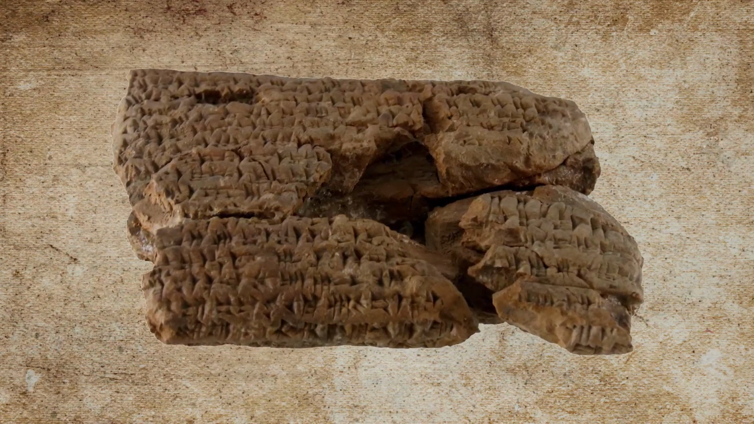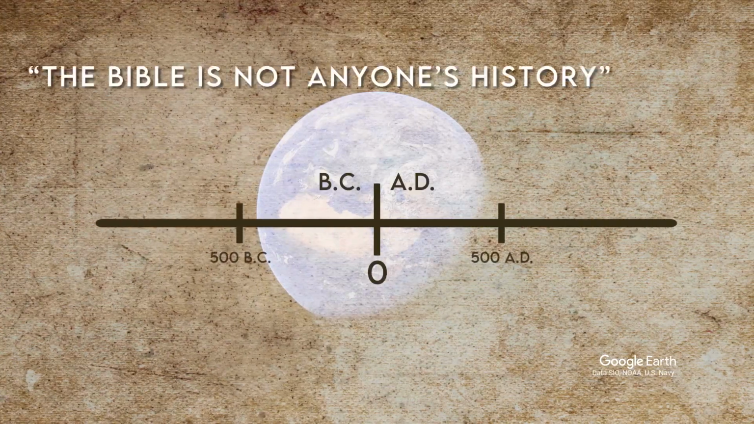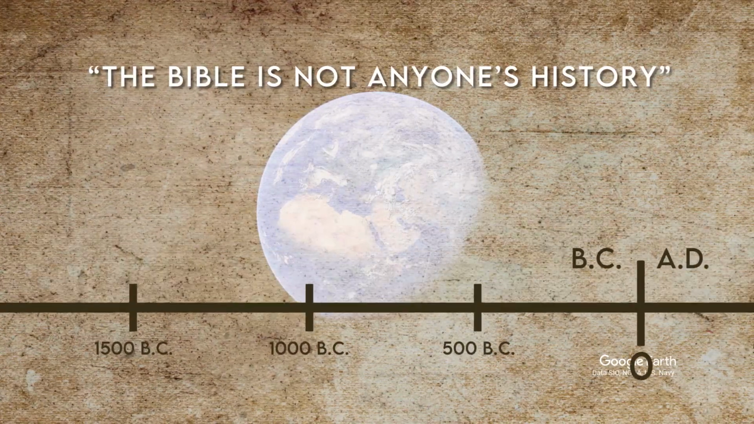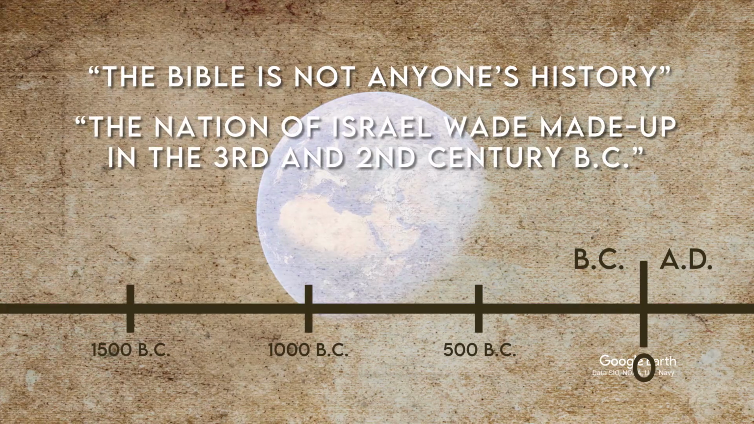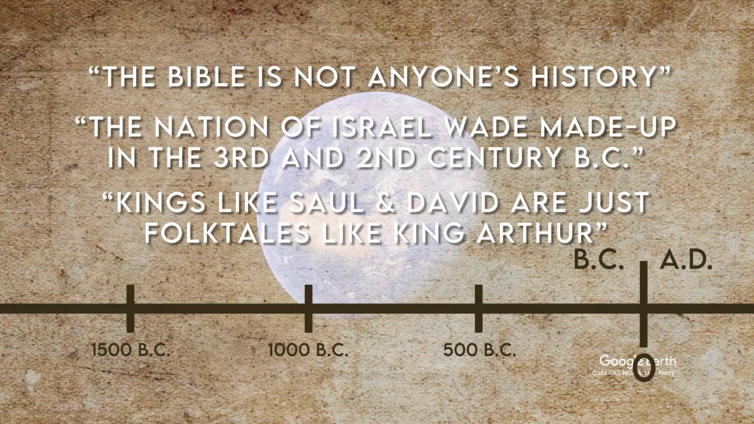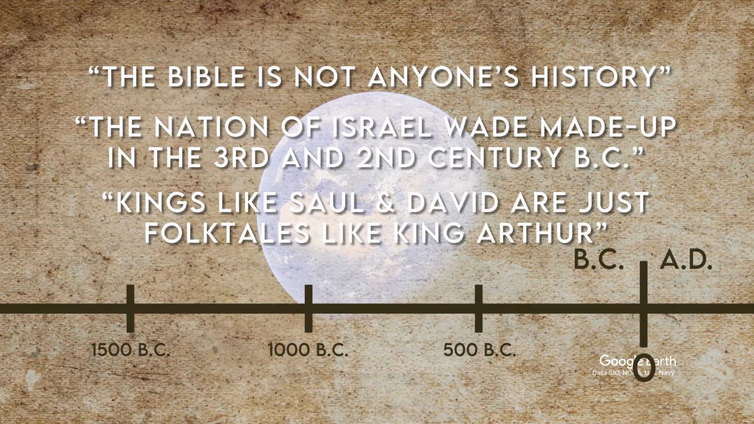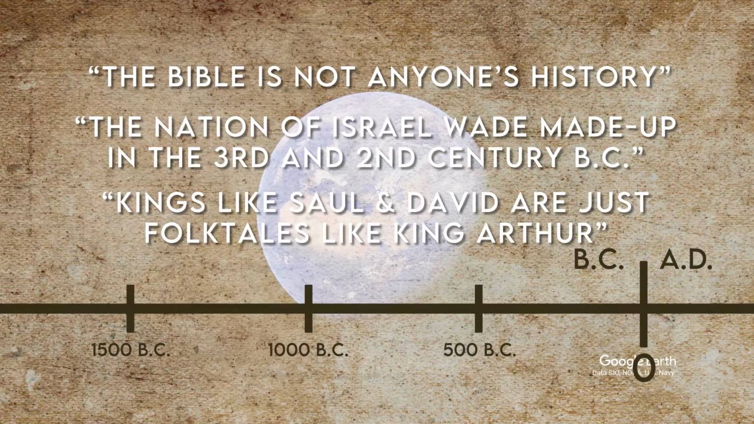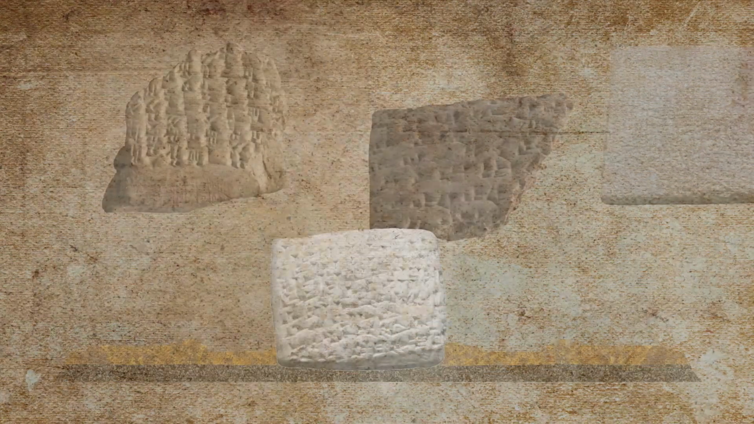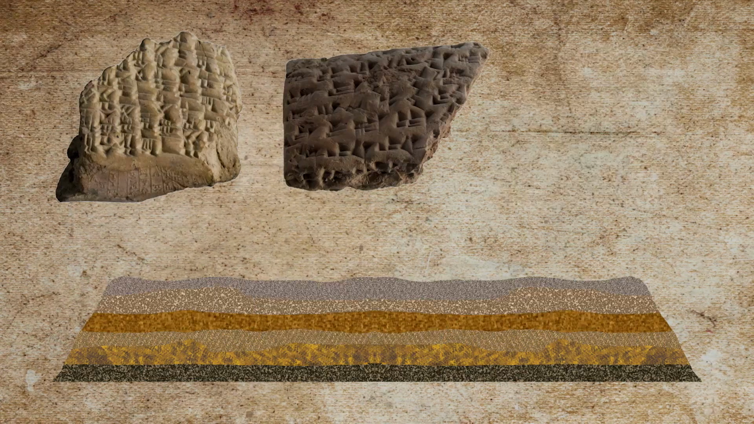So where are we? Remember when we looked at the biblical timeline? The critics said the Bible's not anyone's history. The nation of Israel was made up in the 3rd to 2nd century BC. Kings like Saul and David and Solomon are just folklores like King Arthur. Well, the detailed historical accuracy of the Old Testament demolishes this claim. The 2nd and 3rd century Jews simply had no access to the necessary information. It lay buried under centuries of rubble and debris.